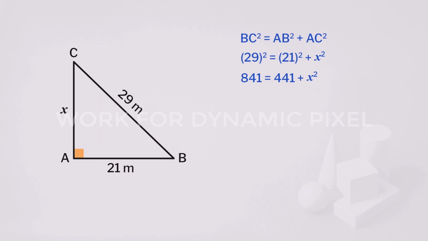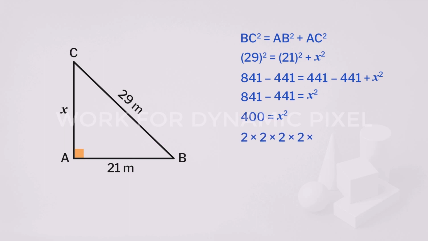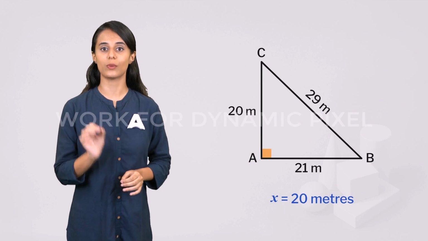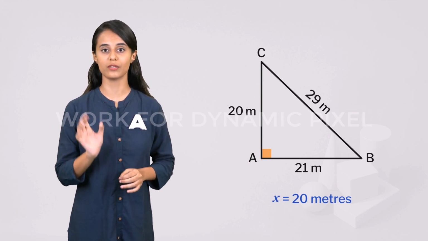Now on subtracting 441 from both sides, we get 841 minus 441 equals x square, or 400 equals x square. The prime factorization of 400 is 2 times 2 times 2 times 2 times 5 times 5, or 20 times 20, or 20 square. So, x equals 20. Thus, I need to construct a 20 meters long fence to protect my farm.